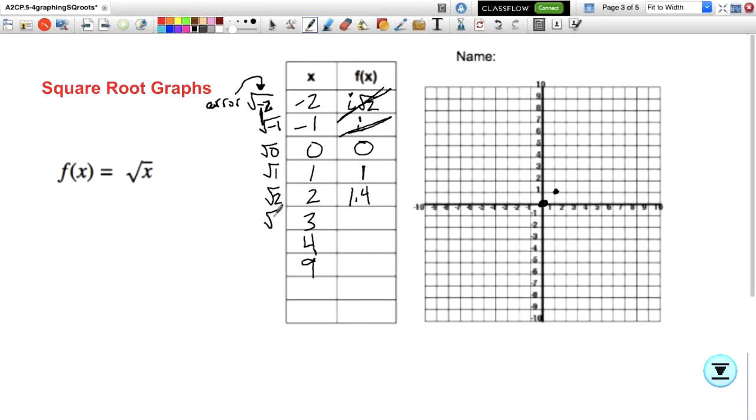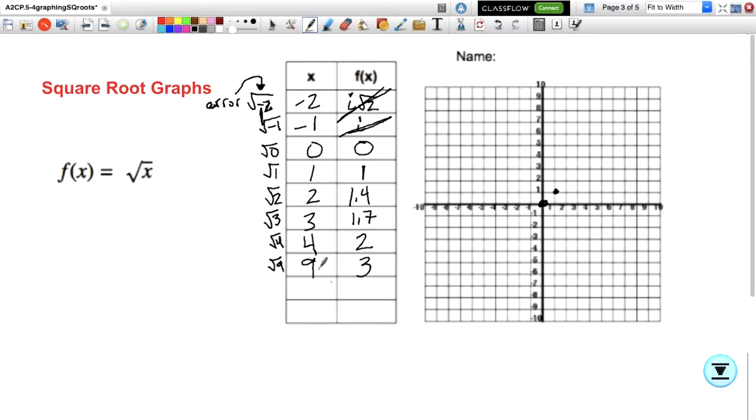The next one is square root of 3, and there's no nice number I can think of for that square root, so I'll use my calculator again. I get approximately 1.7, that is rounded to the tenths place. Next, I have square root of 4, and that's nice. What number times itself is 4? Well, that's 2. And then, hopefully right now you're understanding why I chose 9, right? If we plug 9 in, the square root of 9 is 3.